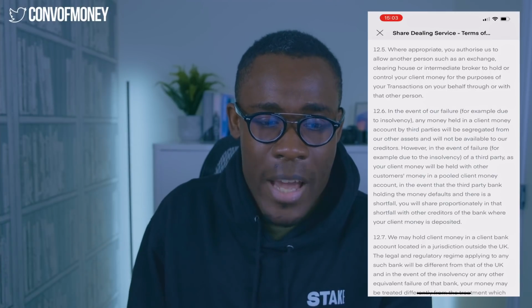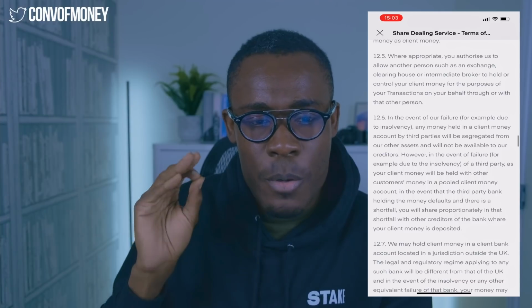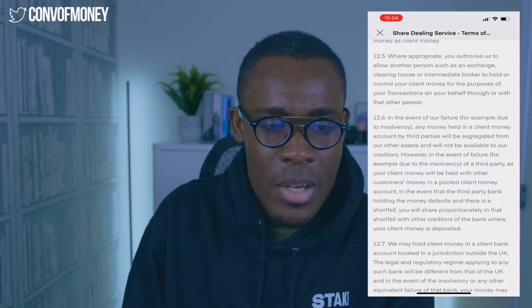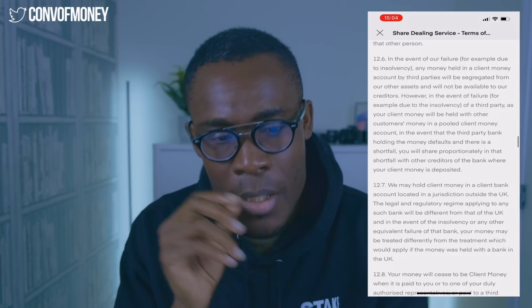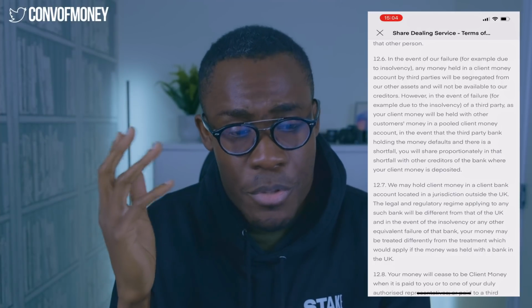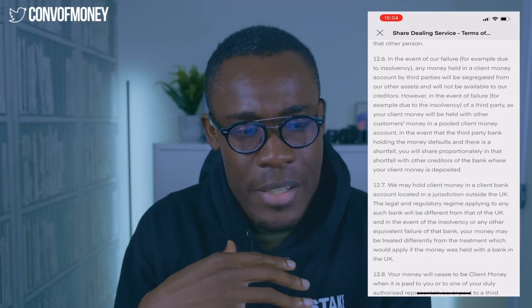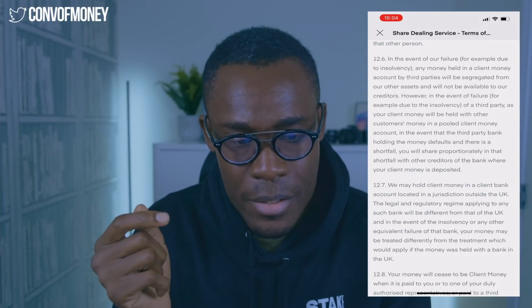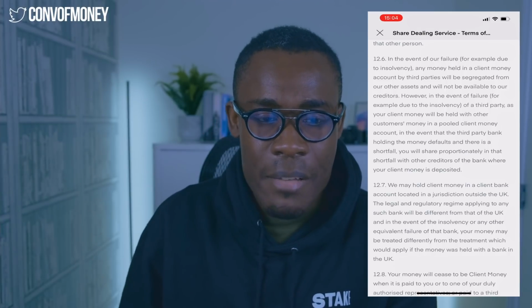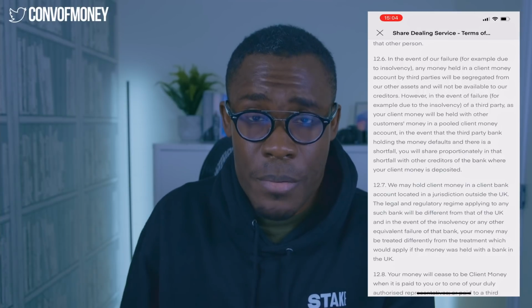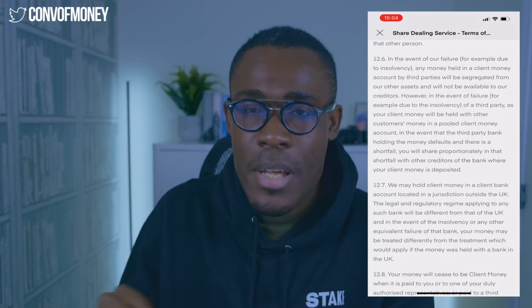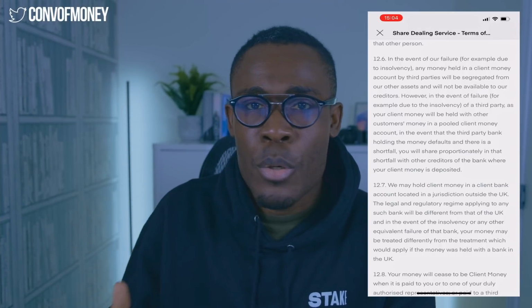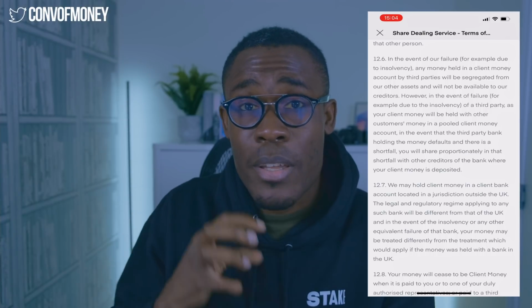So let's have a look at clause 12.6 to start off with. Now, it says this: in the event of our failure, for example, due to insolvency, any money held in a client money account by third parties will be segregated from other assets and they will not be available to our creditors. Now, what that basically means is if they were to go insolvent, they will have your money set aside in segregated accounts, and any creditors that come along who they may owe money to cannot get hold of your money.